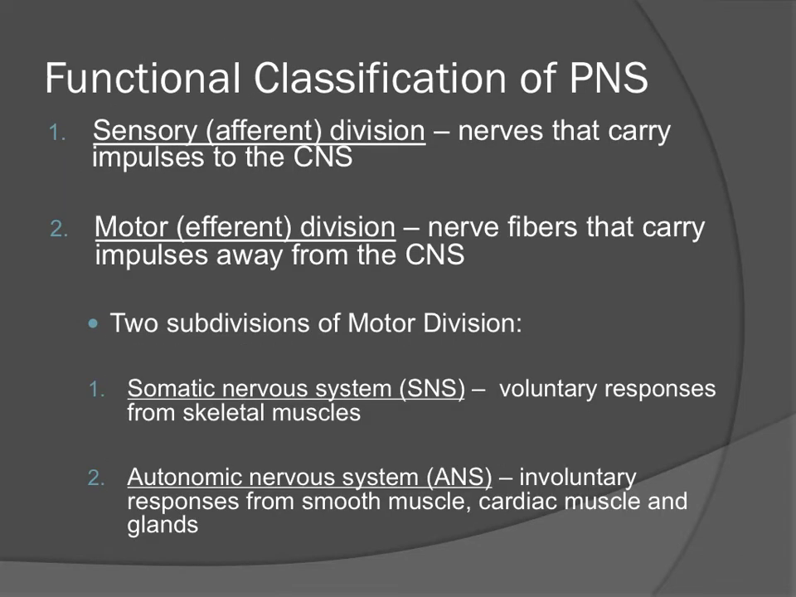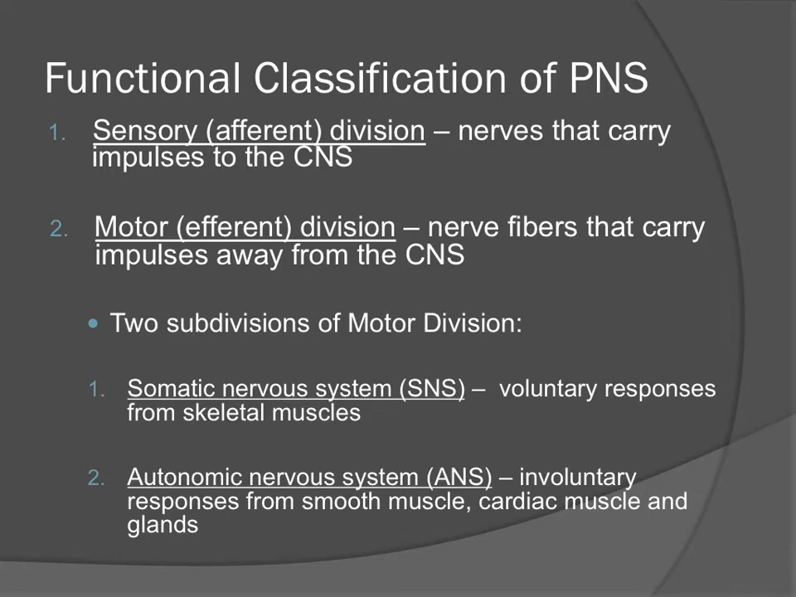Some classifications of your peripheral nervous system. You have sensory or afferent division. This is nerves that carry impulses to the central nervous system. You have motor or efferent division. This is nerve fibers that carry impulses away from the central nervous system. And there are two subdivisions of the motor division. You have the somatic nervous system and you have the autonomic nervous system.